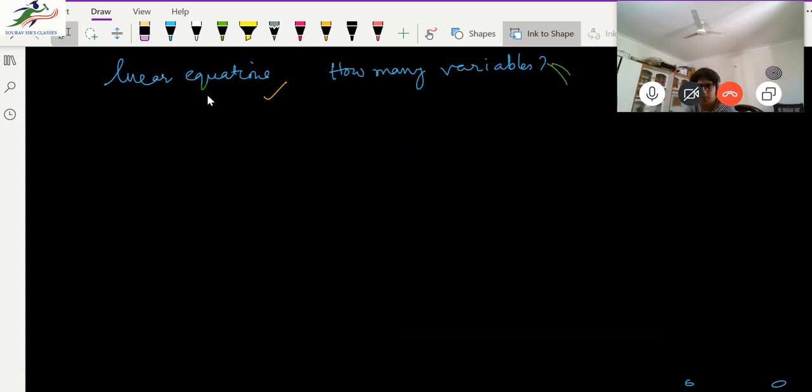Now let us also cover one more thing, which is how are the roots related to the coefficients of a polynomial, right? How are the roots related to the coefficients of a polynomial? This is very, very important, right?